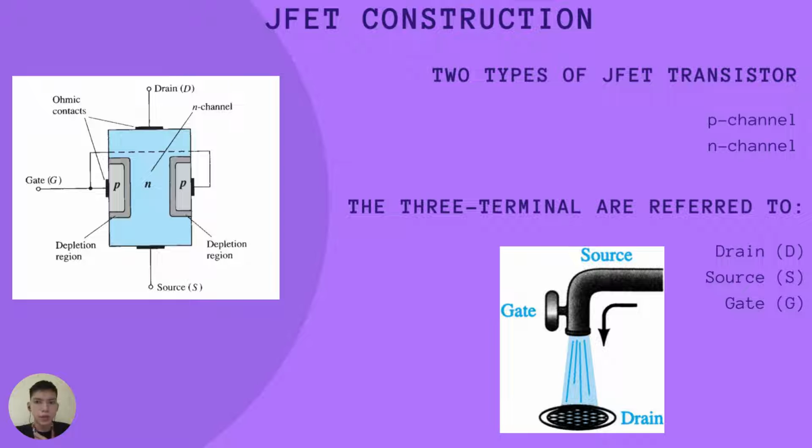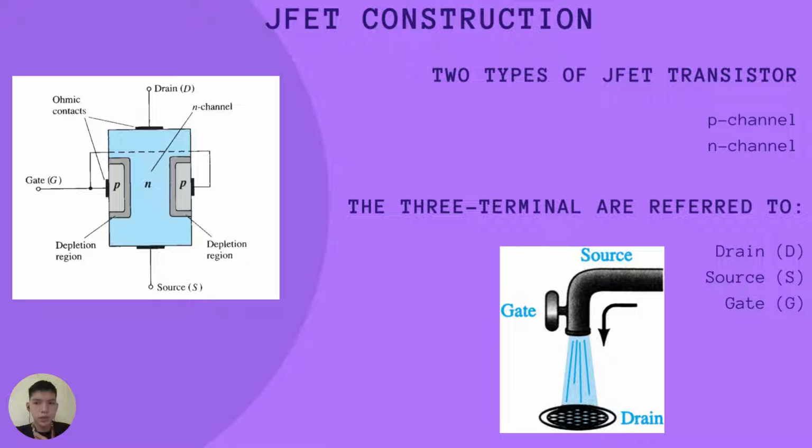The top of the N-type channel is connected via an ohmic contact to a terminal known as the drain, or D, while the bottom of the same material is connected via an ohmic contact to a terminal known as the source, which is S. And the two P-type materials are linked as well as the gate terminal. So in essence, the drain and source are connected to the ends of the N-type channel, while the gate is connected to the layers of P-type material.